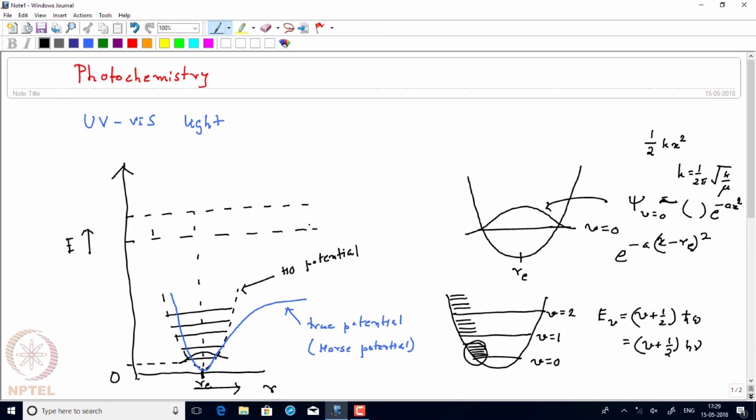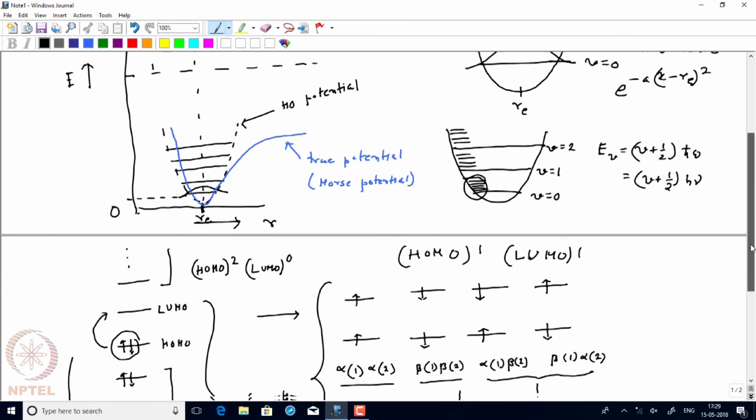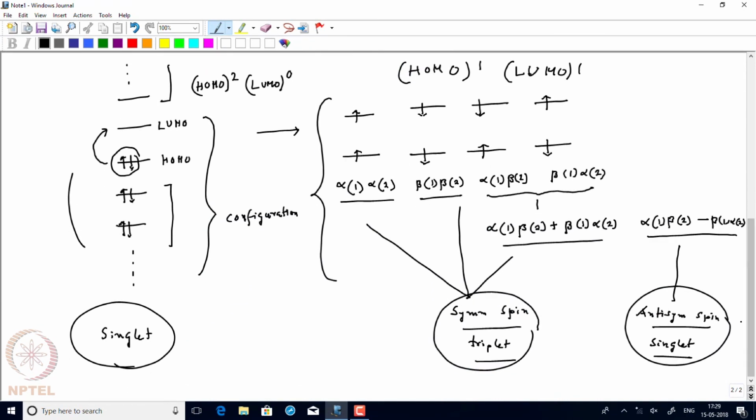Now the question is, if you think in this way, what happens when we have an excited state like this? I have a HOMO and then I promote one electron. So where am I promoting the electron? Usually up to HOMO, these are called bonding orbitals, and the LUMO is usually the anti-bonding orbital.